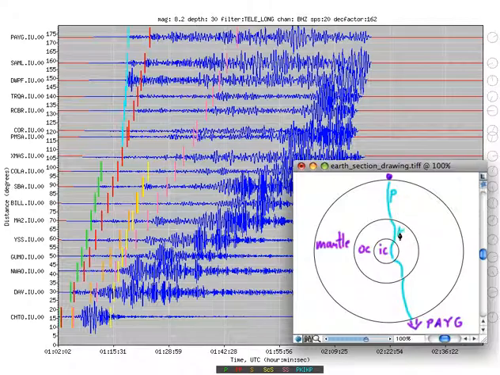So the path is called a P wave when it's in the mantle, and then a P wave in the outer core is called K. I don't know why that is. In the inner core it's called I, and then it goes back out, it's K, and then it is P for this last part of the path. So the whole thing together is called PKIKP.